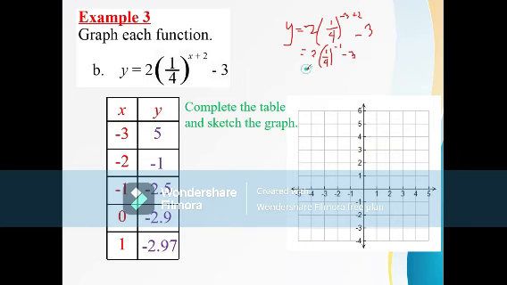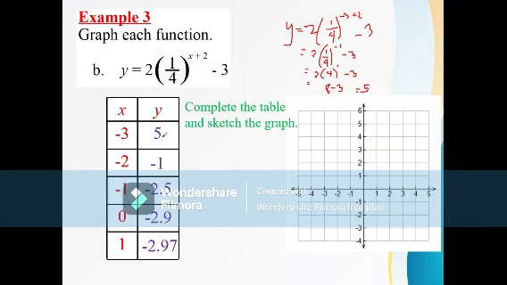Okay, to make the exponent positive here, we need to get the reciprocal. So it becomes 2 times 4. We don't need to write the exponent, it's already positive 1, minus 3. Then we have 2 times 4 is 8. That's 8 minus 3. 8 minus 3 is equal to 5. So that's why our value of y is 5.